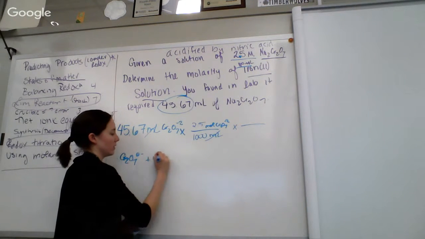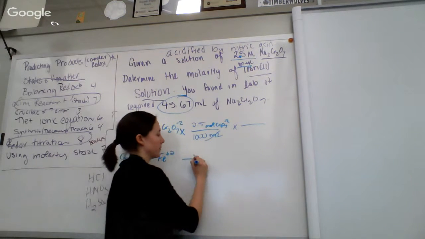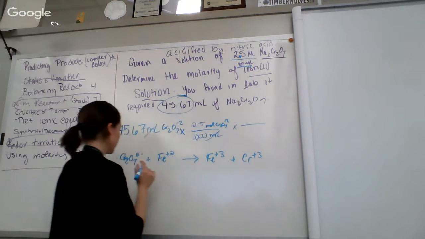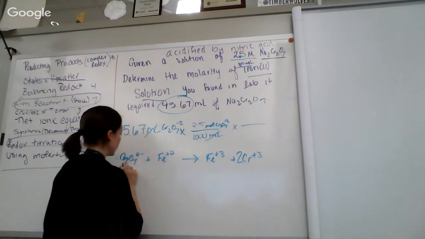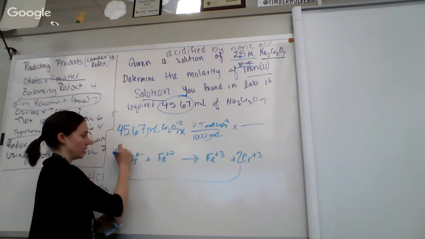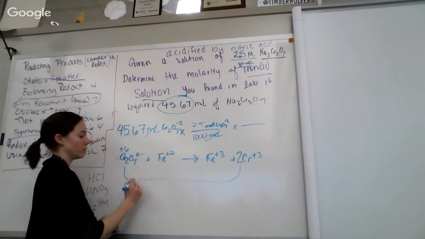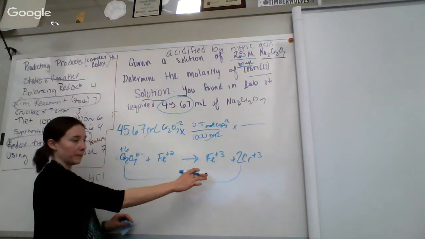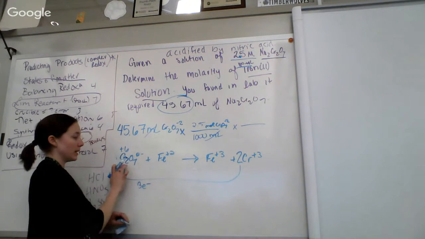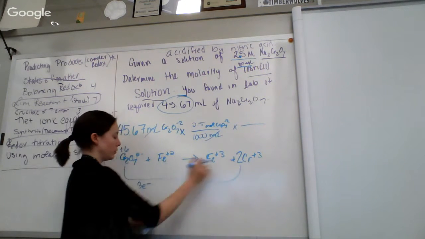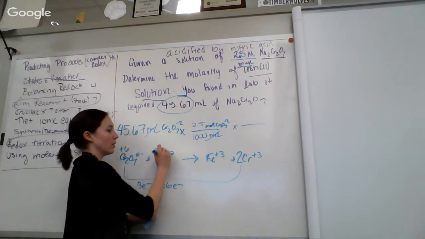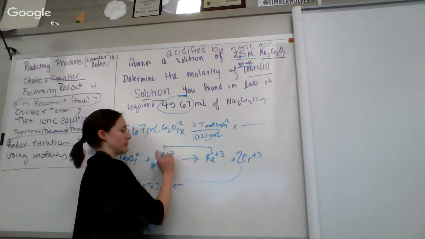Cr2O7. So my chromium's here. I'm just going to tell you guys what I'm doing. So this would be a +6. And to go from +6 to +3, what am I doing? I'm reducing by how much? 3 electrons. But I have 2 chromiums here, and I have 2 chromiums here, so I have to double that number. So it's actually 6 electrons that are changing.